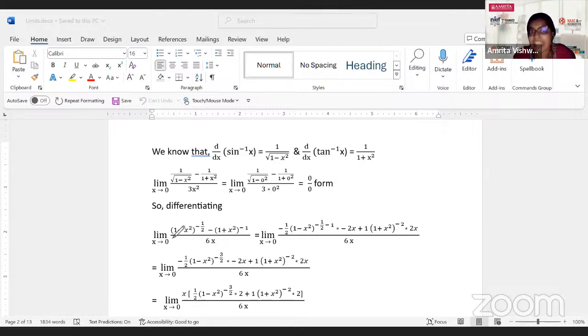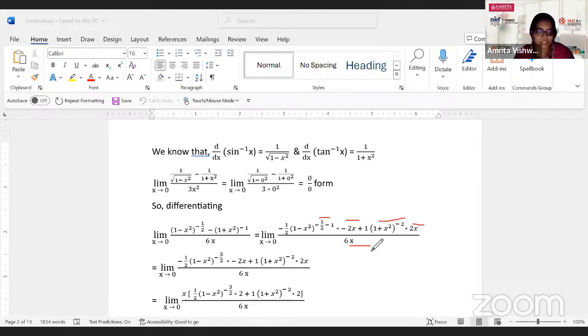X raised to n is n x raised to n minus 1. So minus 1 by 2 into 1 minus x square whole raised to minus 1 by 2 minus 1. Then there is x square, that too minus x square, there is minus 2x. Now this part, it is minus 1 into 1 plus x square whole raised to minus 1 minus 1. Here also there is an x square term. So here it becomes 2x. Denominator we already know, it is 6x.